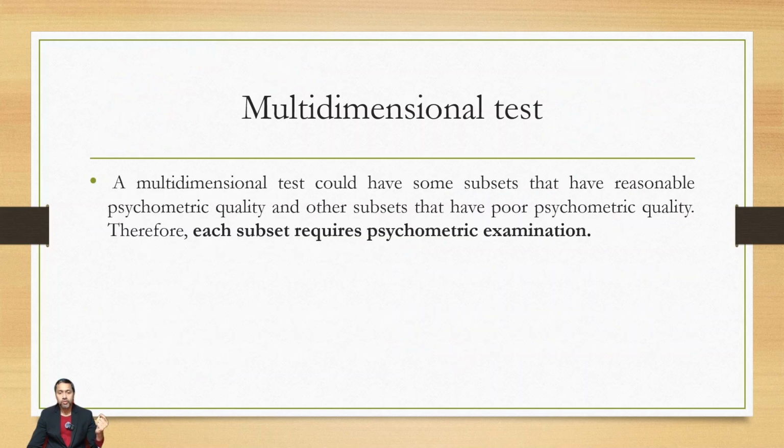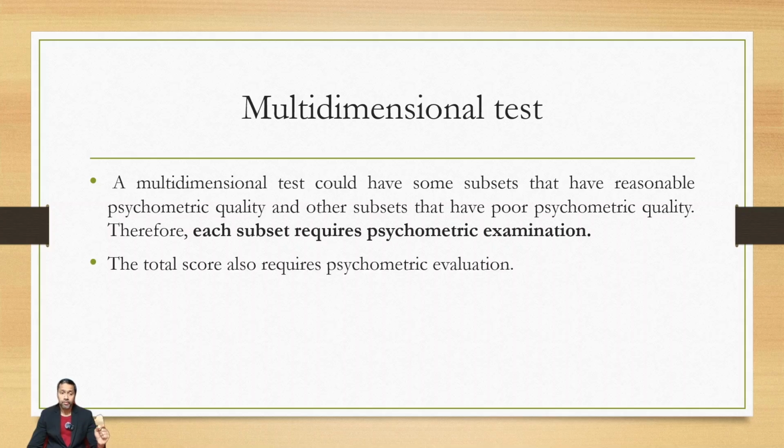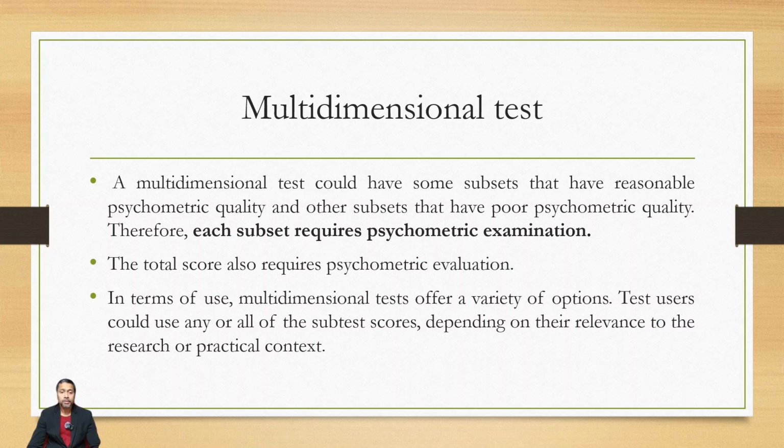From here I move to the next slide: a multidimensional test could have some subsets that have reasonable psychometric quality, meaning reliability and validity, and other subsets that have poor psychometric quality. Therefore each subset requires psychometric examination separately. Then the total score also requires psychometric evaluation for correlated multidimensional tests. In terms of use, a multidimensional test offers a variety of options. Test users can use any or all of the subset scores depending on their relevance to the research or practical context.